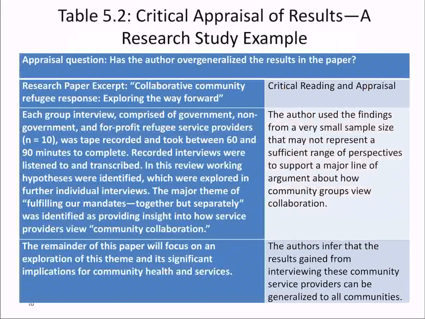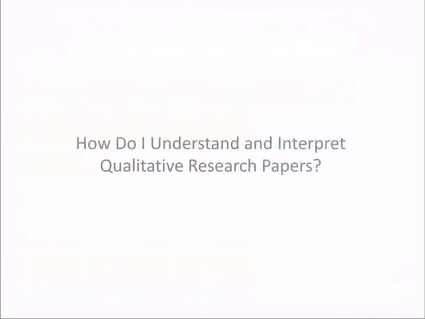Table 5.2 presents a critical appraisal of results from a research study. Make sure you look at that. And then we get into specifics about understanding and interpreting qualitative and then quantitative papers. Chapter 6 is all about qualitative papers.